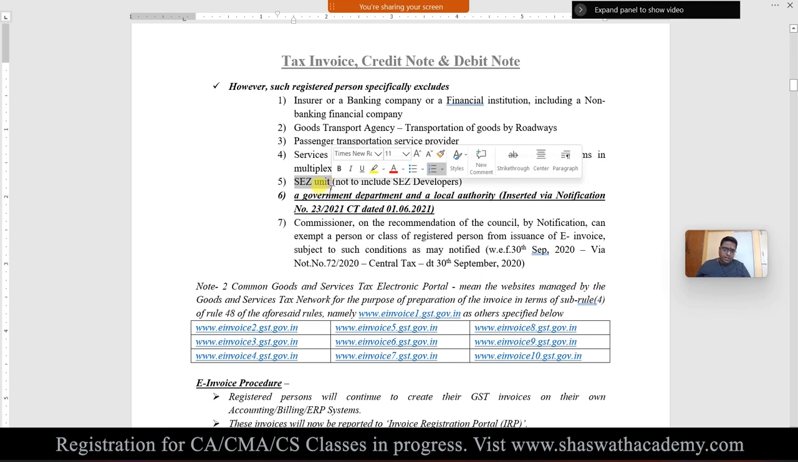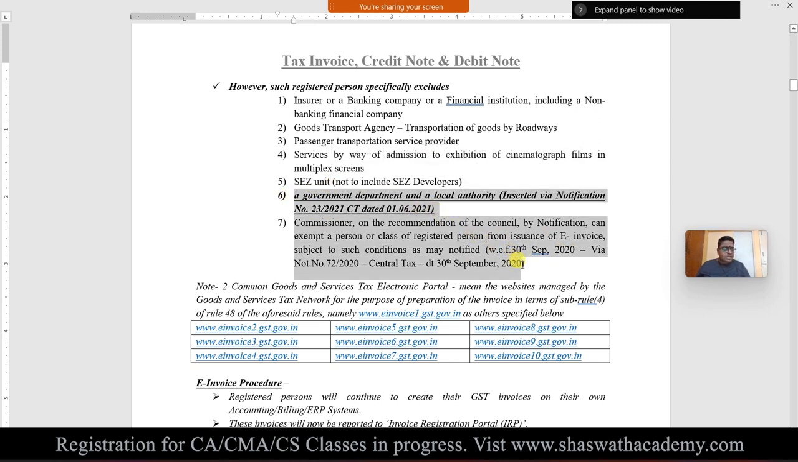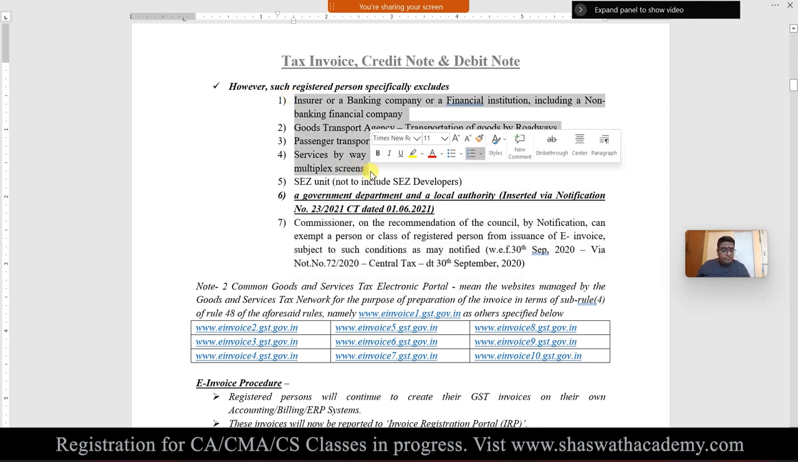SEZ units, this is not applicable. Government and government department and local authority, this is not applicable, and any other person who may be notified by the government. My dear, in this, I want to make a special mention. The first four category people are also relaxed from issuing a normal tax invoice. Let it be e-invoice. Sir, if this e-invoice is not applicable, whether they are bound by manual invoice is the next question you should ask me.